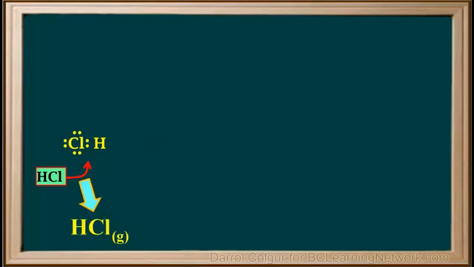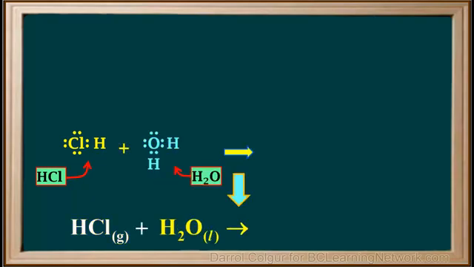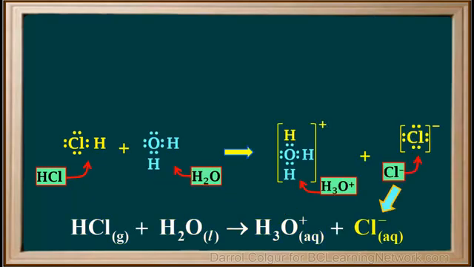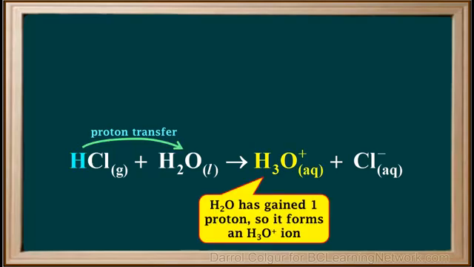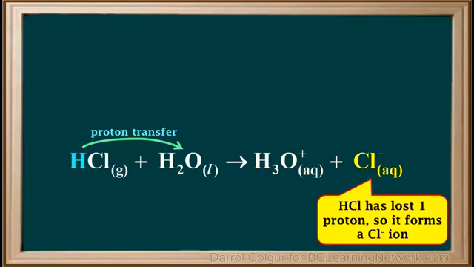We can now write an equation to show this process. We write HCl gas plus H2O liquid forms H3O+ aqueous plus Cl- aqueous. We can also represent the process like this. This shows an H+ ion or proton is being transferred from the HCl molecule to the water molecule. So this is called a proton transfer. H2O has gained 1 proton, so it forms an H3O+ ion. HCl has lost 1 proton, or H+ ion, so it forms a Cl- ion.